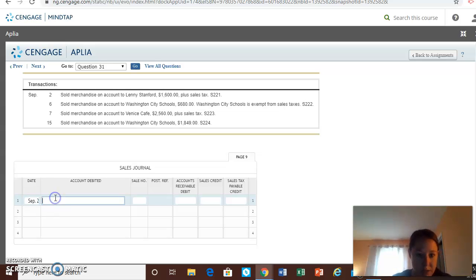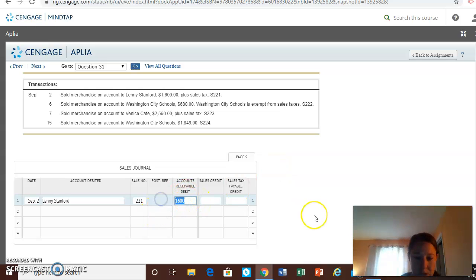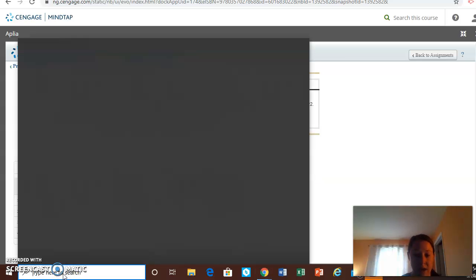2nd, and we're going to put our customer. This is going to be Lenny Stanford. And then the sales invoice number. Because these are all sales invoices, we only have to put the number, so it's 221. In accounts receivable, it's going to be the full amount, so $1,600, but then it also says sales tax. Sales credit is $1,600, and then what we need to do is figure out what the sales tax is.